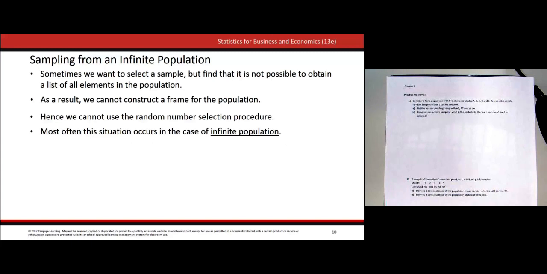What's an infinite population? So you want to select a sample, but you may not have a list of all elements in the population. It may be an ongoing process. For example, you would like to calculate the average apartment rent in Huntsville or in Alabama. You may not have a list of all apartments in the population, or in the state of Alabama. Or you may have an ongoing process.